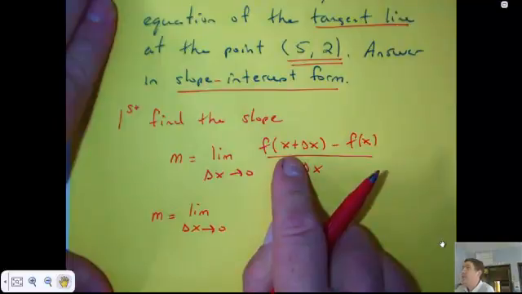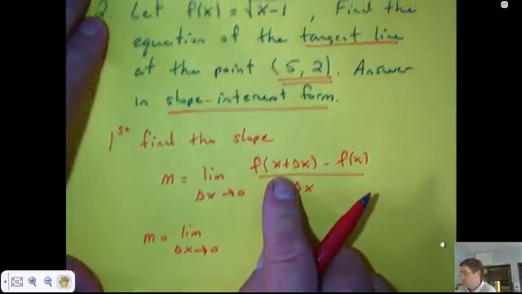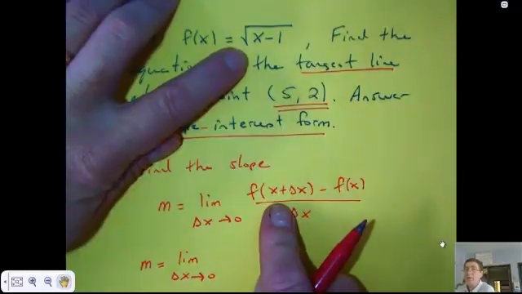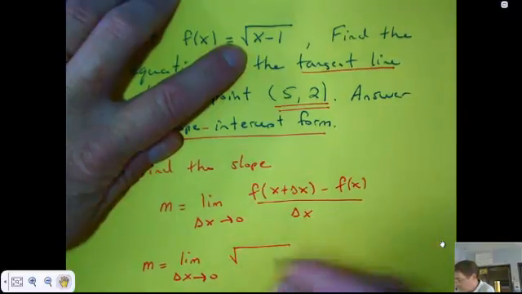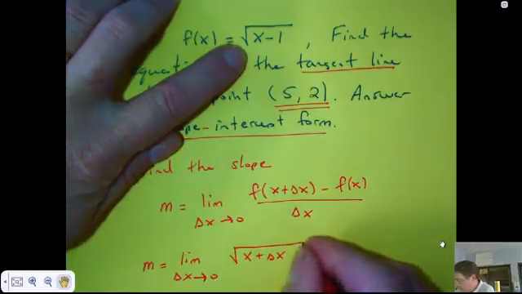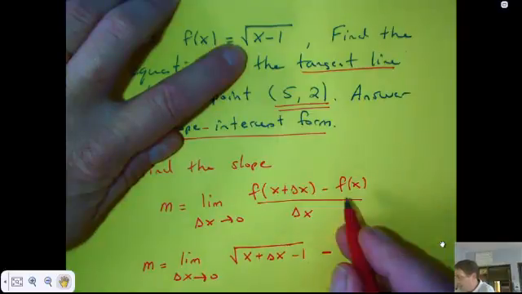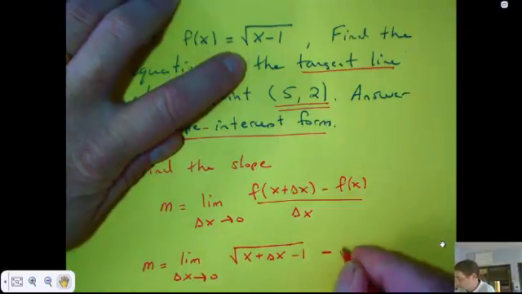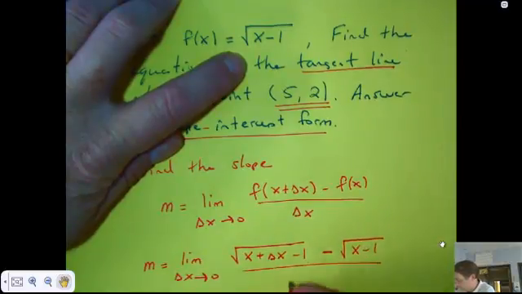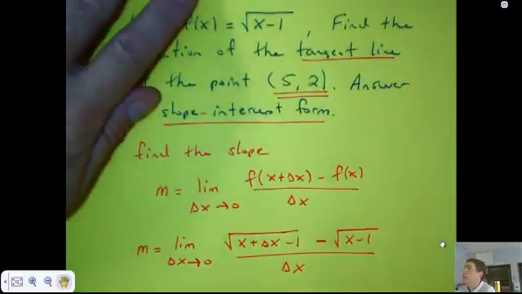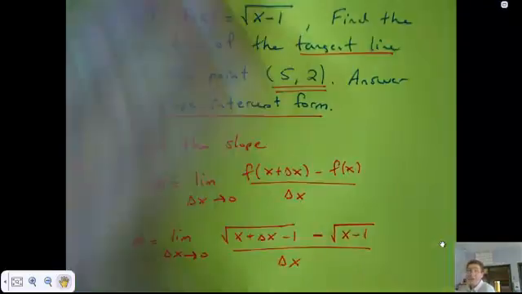All right, what's f of x plus delta x going to be? My function is the square root of x minus 1, so we replace that x with x plus delta x. So it would be the square root of x plus delta x minus 1, minus f of x, all divided by delta x. Okay, so there's the limit I have to find.